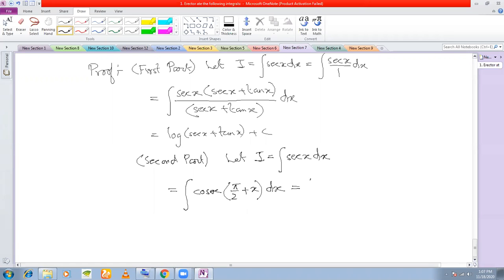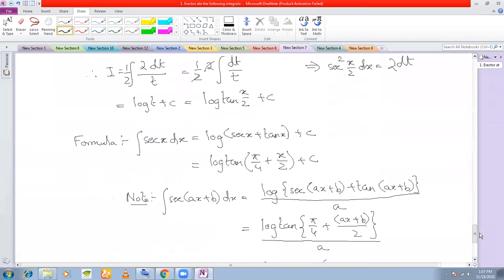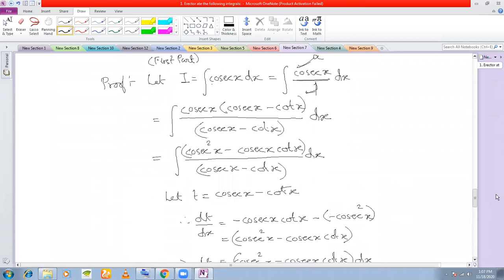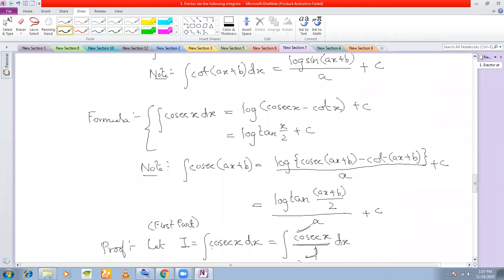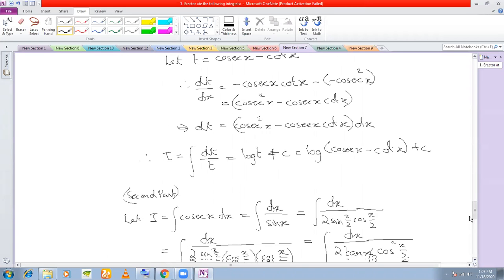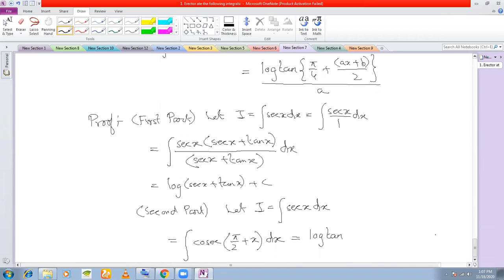The formula for cosec was log tan(x/2). Integral of cosec x is log tan(x/2). So what you do here is log tan of, what is x here? X here is pi by 2.